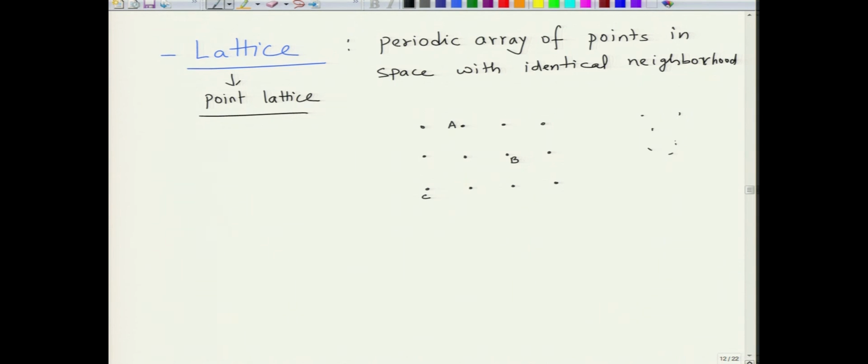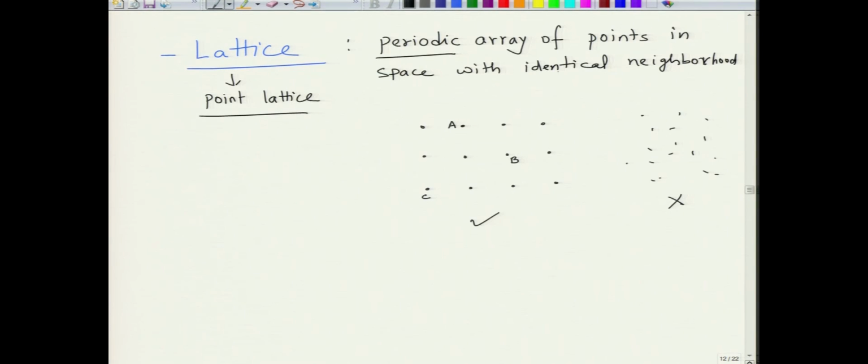You can have this kind of arrangement also, but this will not be a lattice, because each point does not have identical neighborhood. So, this is a lattice, this is not a lattice. Okay. So, this is the first concept: a point lattice has a regular, periodic arrangement of points in space with identical neighborhood. This is what a point lattice is.